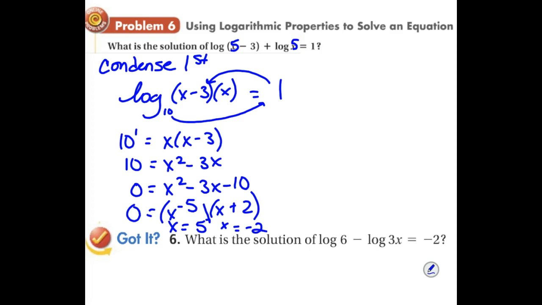If I put the negative 2 in, though, what happens? Now I'm trying to take the log of a negative number. That doesn't work. So the negative 2 is going to be extraneous. My only solution would be the 5.